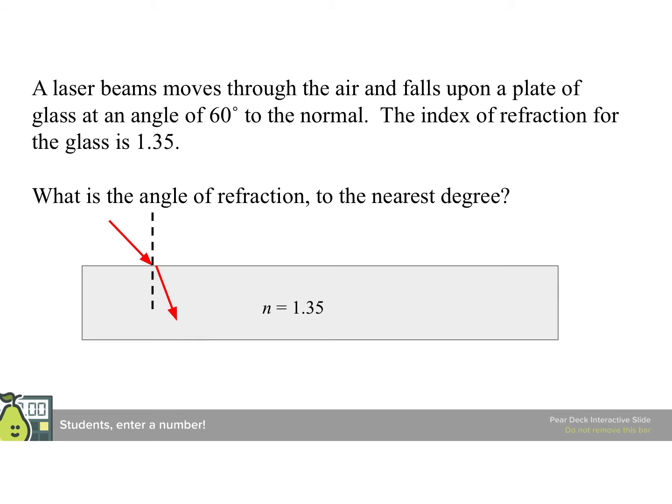So, a laser beam moves through the air and falls on a plate of glass at an angle of 60 degrees to the normal. The index of refraction is 1.35. What is the angle of refraction to the nearest degree? So we go here and we say this is 60 degrees. And we'd like to know this.